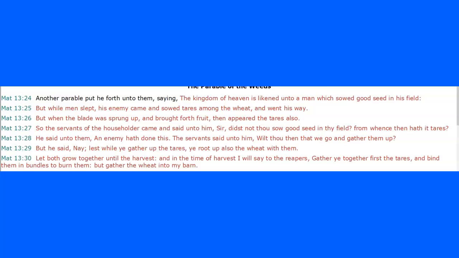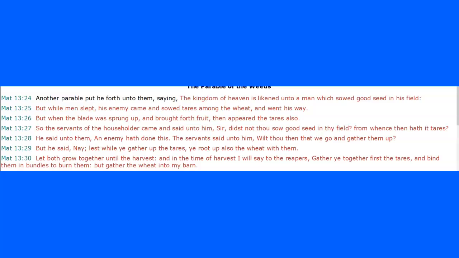"Let both grow together until the harvest. And in the time of harvest, I will say to the reapers, gather ye together first," not last. Who goes first? The tares. "And bind them into bundles to burn them, but gather the wheat into my barn." Remember the last book in the Old Testament, Malachi? They will be protected in that stall. Gather them into my barn.